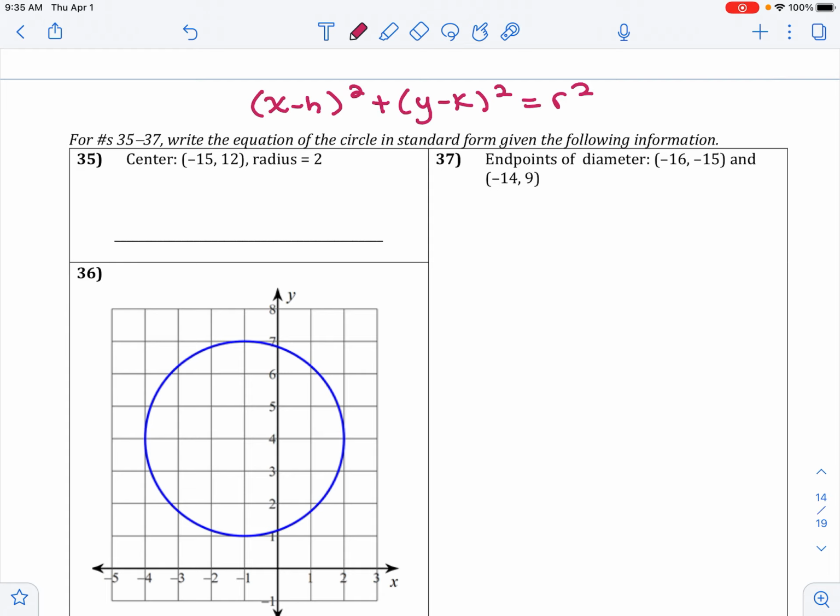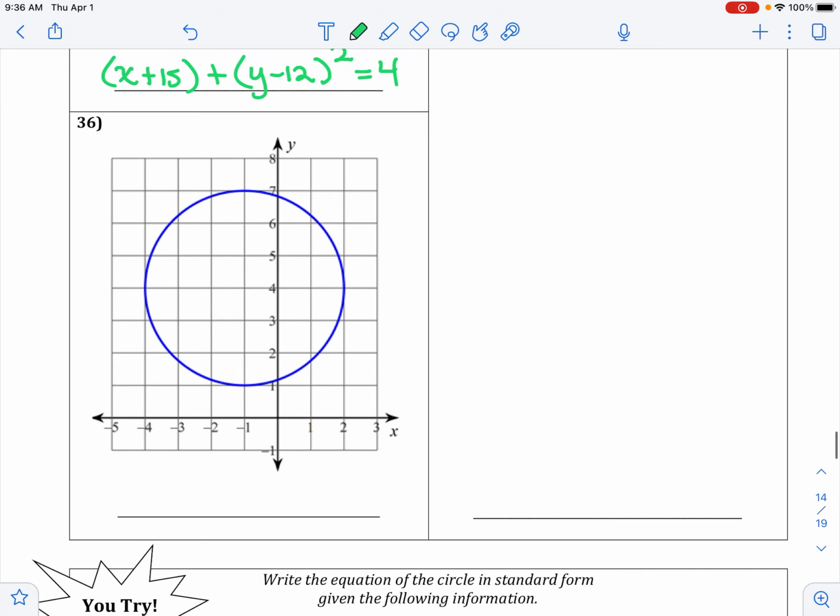So in problem 35, they give us the center and the radius. They basically have given us everything we need for this problem. So we're going to plug those in. So x minus negative 15 is going to make it x plus 15, and that's quantity squared. And then plus y minus k is y minus 12, quantity squared equals the radius squared, 2 squared, will give us 4. And there's our equation. So when they give you your center, that's your h, k, your radius is your r, you just have to square it.